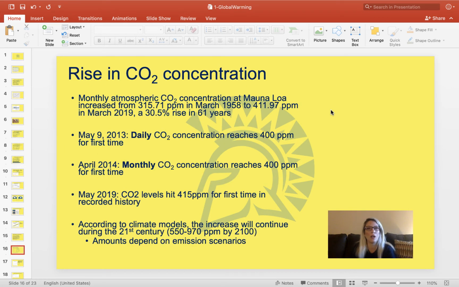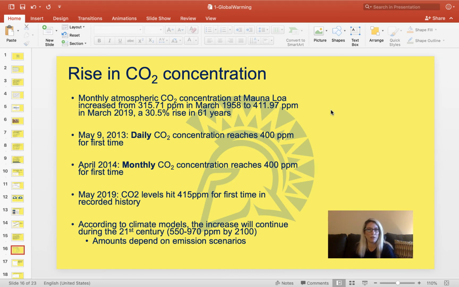The rise in CO2 concentration means an increase from 315 parts per million in March of 1958 to 411 in March of 2019. That's a 30% rise in 61 years. On May 9th of 2013, the daily CO2 concentration reached 400 parts per million for the first time. In April 2014, the monthly concentration reached 400 for the first time. In May of 2019, so this year, CO2 levels hit 415 parts per million for the first time in recorded history. According to climate models, the increase will continue during the 21st century.